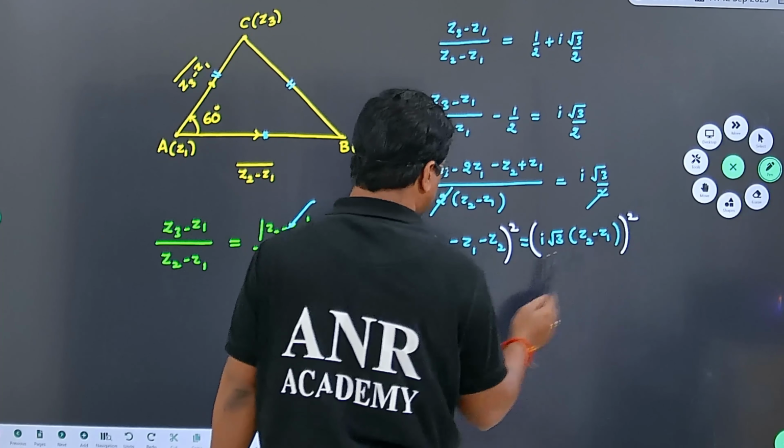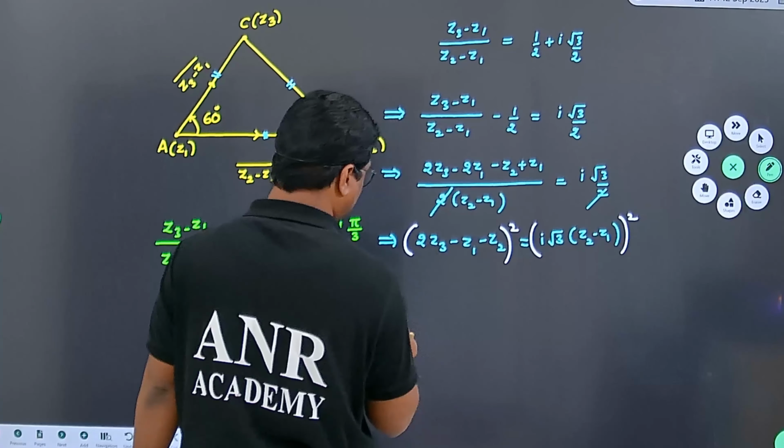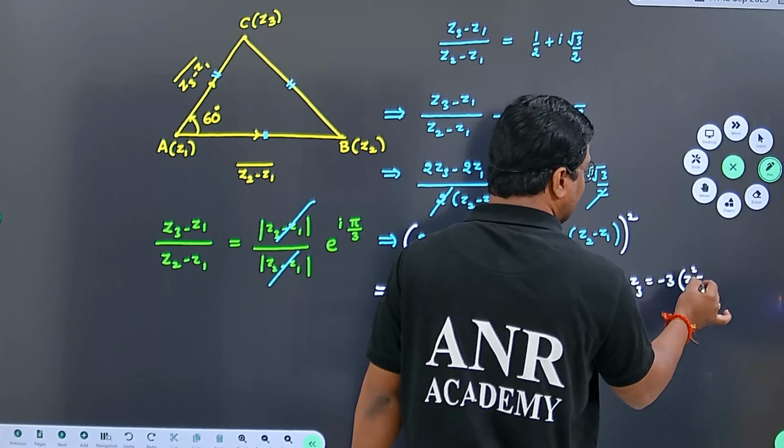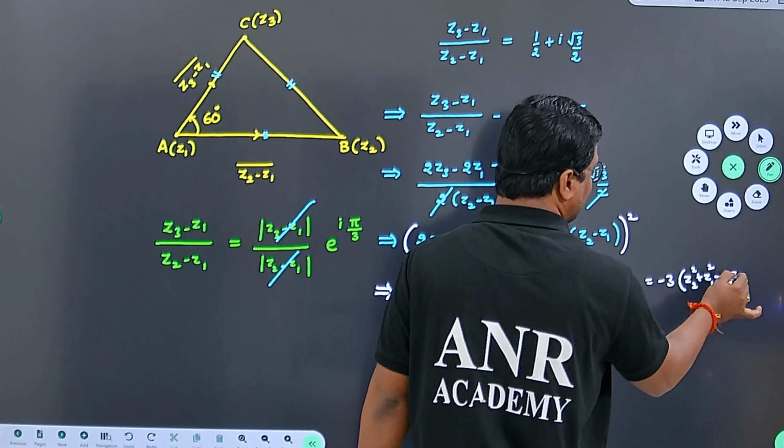On expanding this, after applying square and expanding, we get 4 times Z3 whole square plus Z1 whole square plus Z2 whole square, next minus 4 times Z3 Z1 plus 2 times Z1 Z2, next minus 4 times Z2 Z3, which is equal to, here i square value minus 1, root 3 whole square value 3, so we get minus 3 of Z2 minus Z1 whole square, value Z2 square plus Z1 square minus 2 times Z1 Z2.